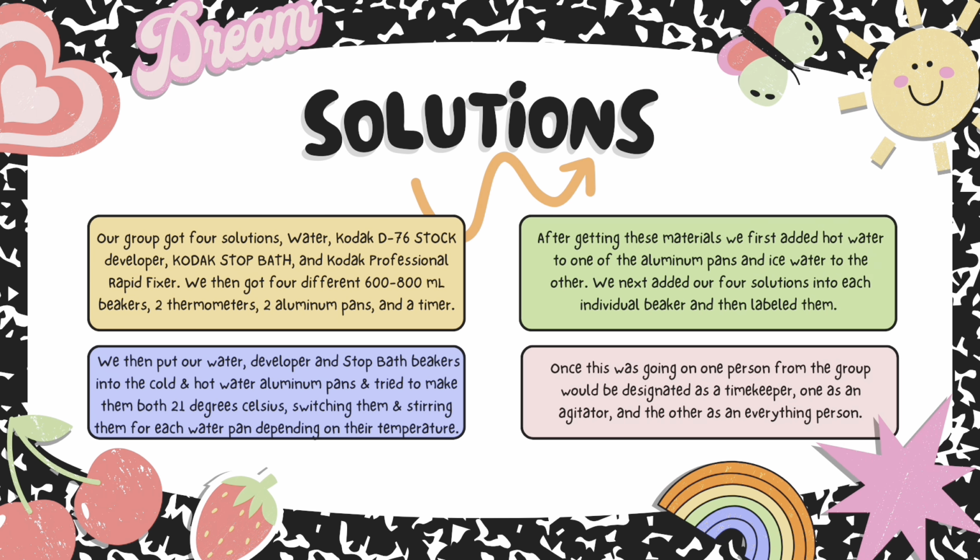On the second day, our group got the necessary materials to develop the film. Our group got 4 solutions: water, Kodak D76 stock developer, Kodak stop bath, and Kodak professional rapid fixer. We then got 4 different 600 to 800 milliliter beakers, 2 thermometers, 2 aluminum pans, and a timer.